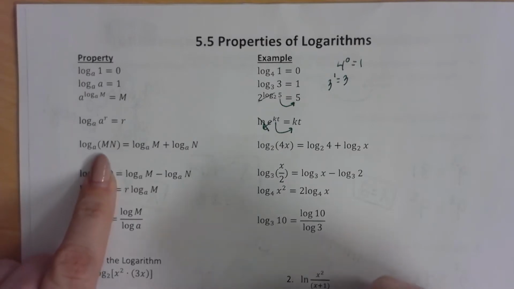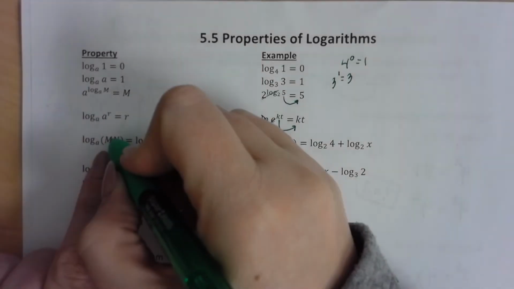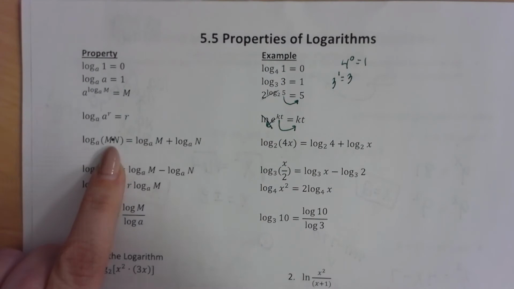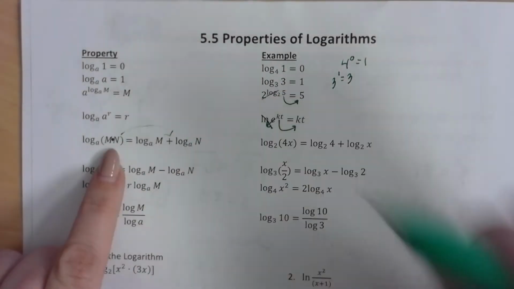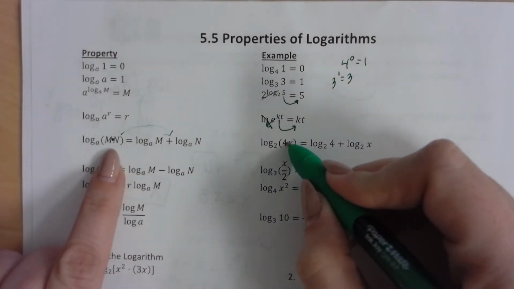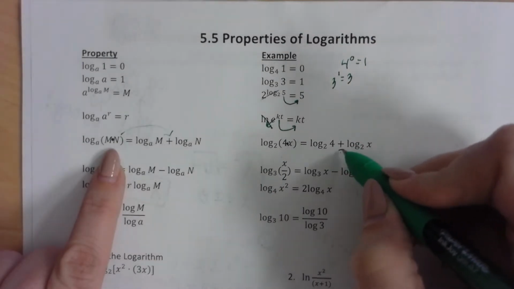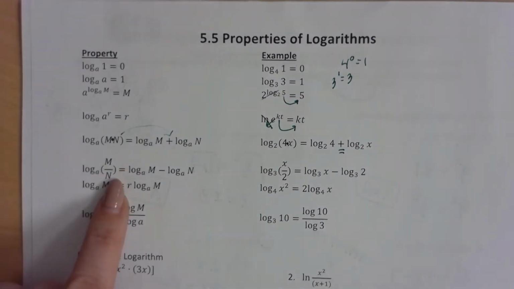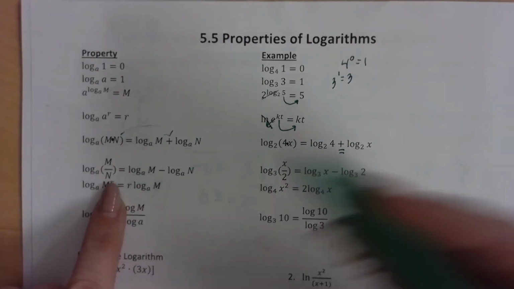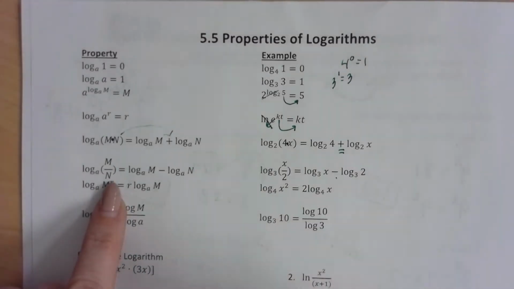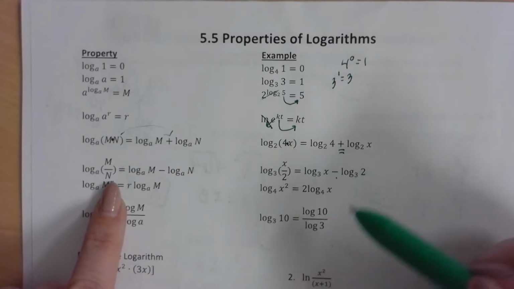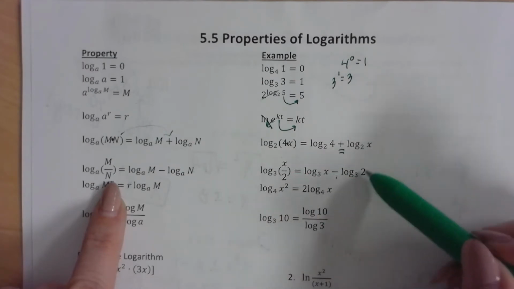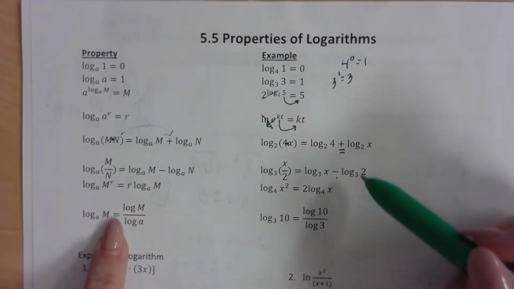Now this is an important one. When we are multiplying inside of our parentheses, we can expand that to be addition. So because we're multiplying the 4 times the x, we can expand it with addition, and then vice versa. Same thing here, when we divide, we expand that with subtraction. So x divided by 2 is going to become log x minus log 2.